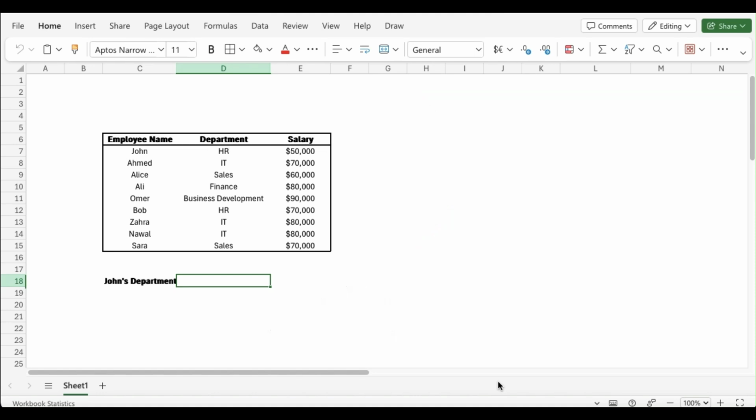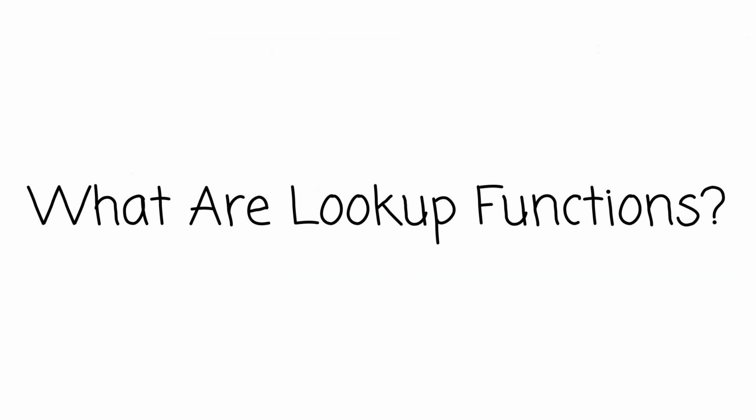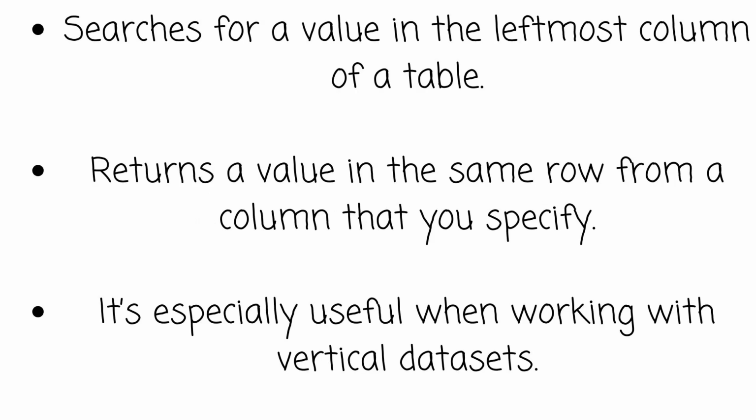First, let's start by opening an Excel workbook. Here's a sample dataset to demonstrate the lookup functions. Before diving into the example, let's understand what these functions are and how they work. VLOOKUP, which is vertical lookup. It searches for a value in the leftmost column of a table. It returns a value in the same row from a column that you specify. It's especially useful when working with vertical datasets.